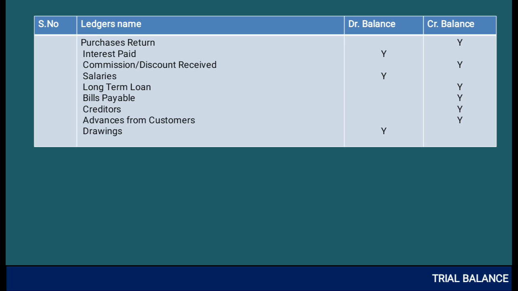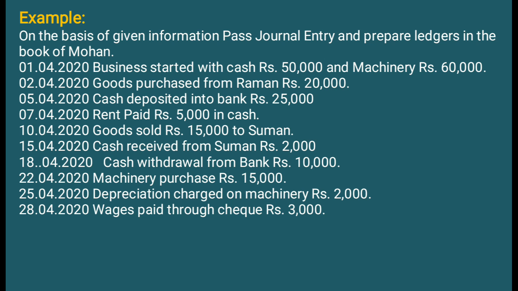If you are aware of the basic concepts of accounting, just like the nature of different accounts, then you can easily determine which account has a debit balance or a credit balance. So after that, let's see the transactions, and on the basis of those transactions we have to prepare our trial balance.